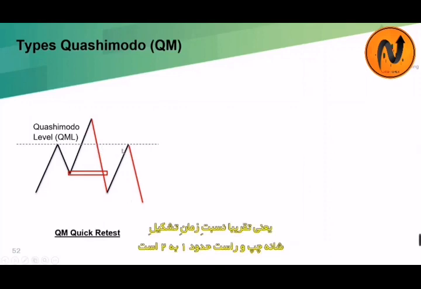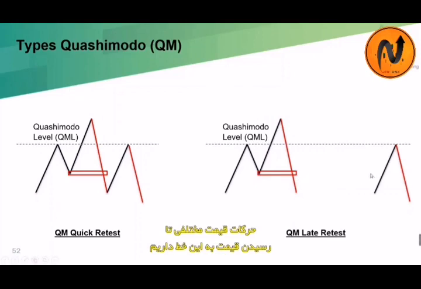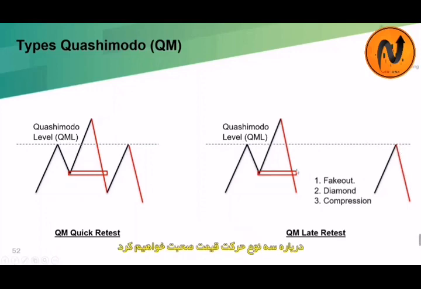It means that the left shoulder and the right shoulder, the timing is almost a 1 to 2 ratio. Then of course we have the late retest, right? A late retest is when it creates a Quasimodo, it will make a lot of, we call it price action over here, before the price really comes back to this level and goes down, right? So there are 3 types of price action that I'm going to introduce to you slowly.